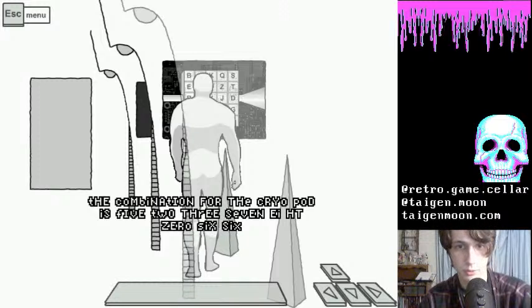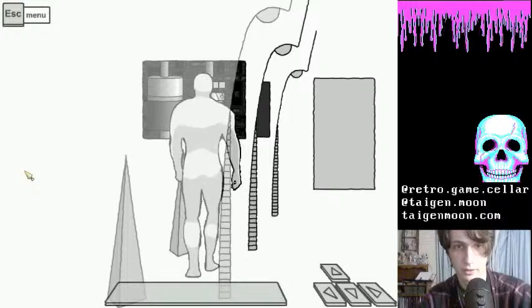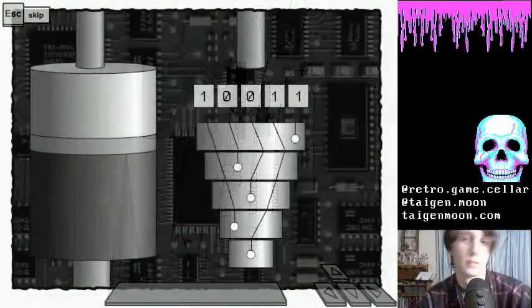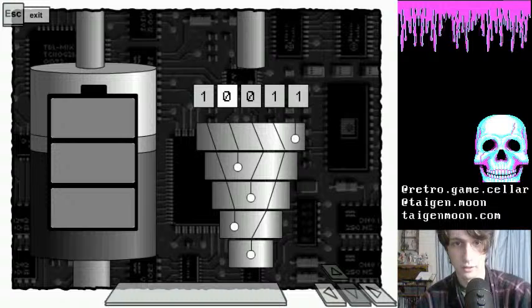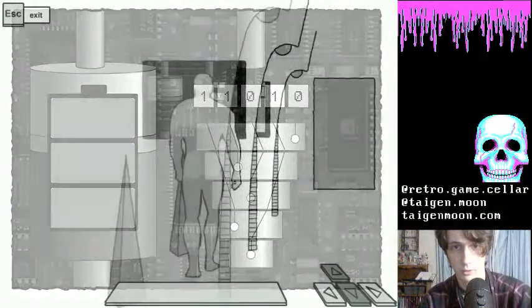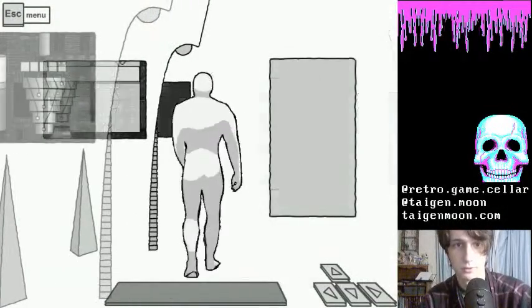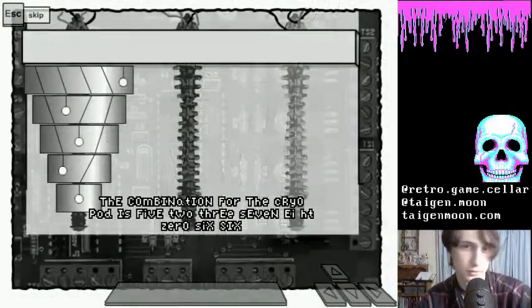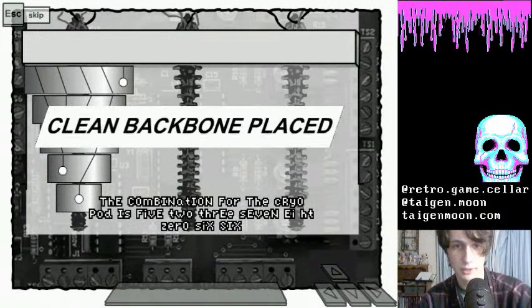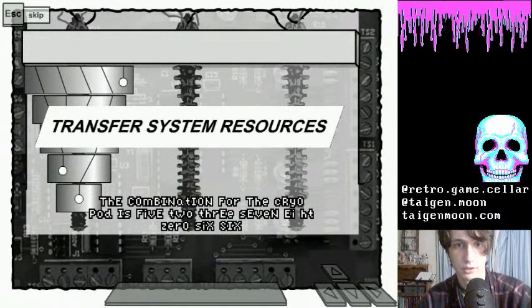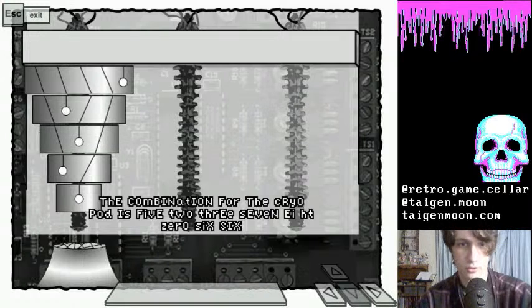And go to that pod when you're presented with the keypad again. Okay, yeah, take the backbone. Power panel on the left to restore power. 11010. Okay. 11010. That opens up this one. Okay. Clean backbone is placed. Now what else do I need to do? Transfer system resources.